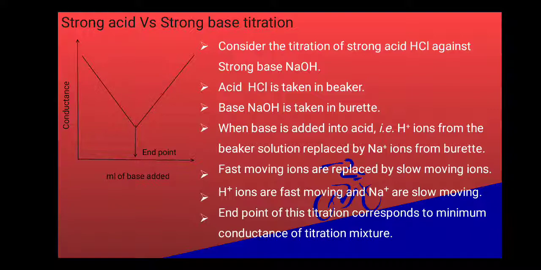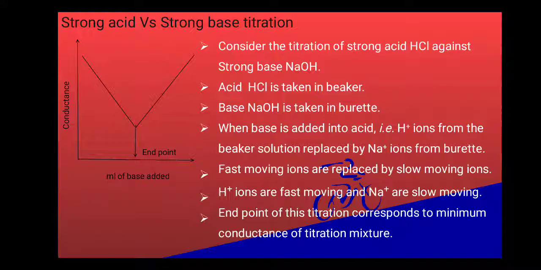Because initially only HCl is present, and when you start addition of NaOH from the burette, H plus ions are replaced by Na plus ions, and the mobility of the H plus ions is higher as compared to the mobility of the Na plus ions. When these H plus ions from the beaker are replaced by Na plus ions, fast moving ions are replaced by slow moving ions. That's why conductivity goes on decreasing.